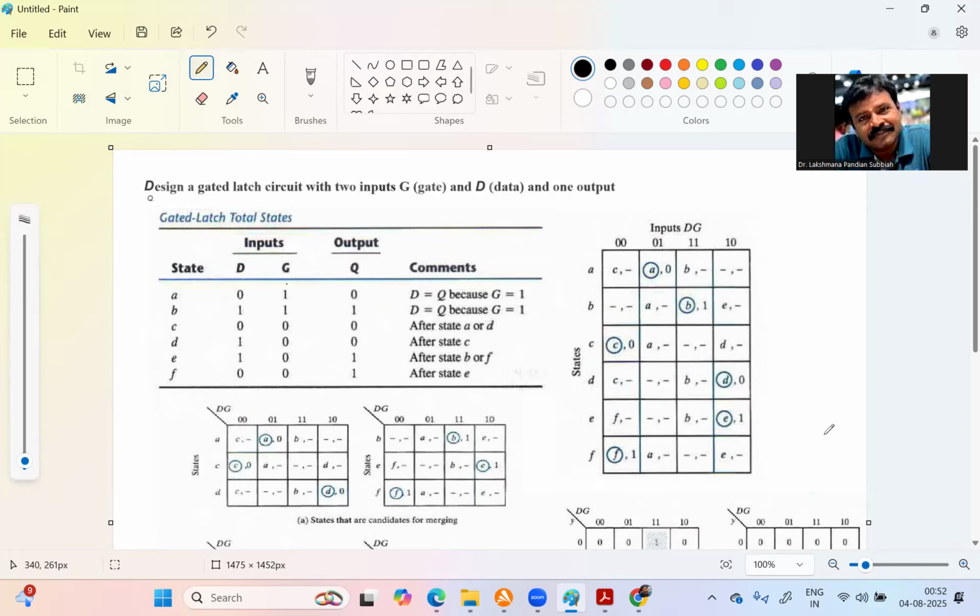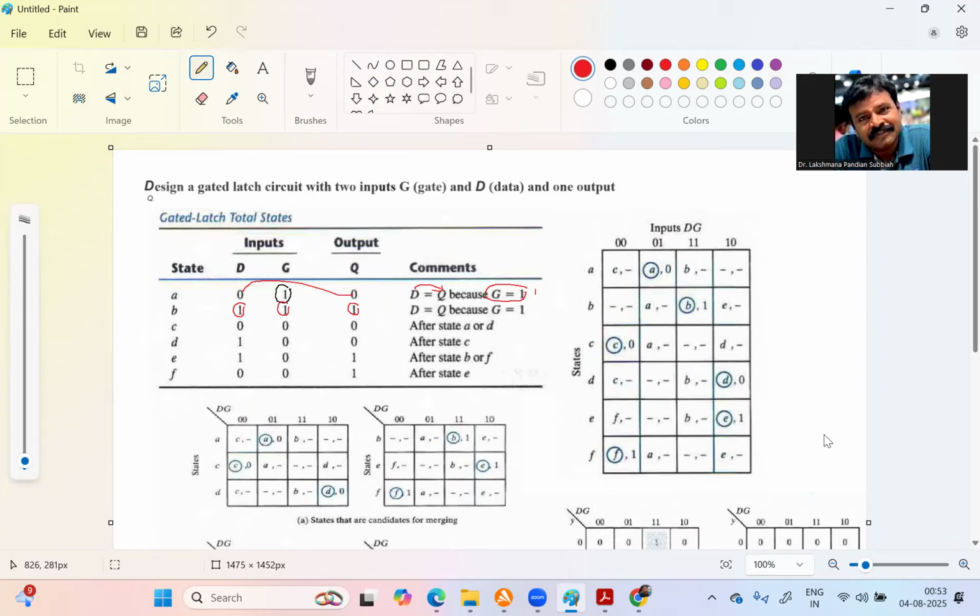Here the gate is applied and at the same time the data is 0. Now the output is 0. This is one case. Q follows D, whatever the D value. If the gate is applied, meaning a clock is applied, the gate is open, then the data is stored in Q. If the data is 1 and the gate is open, then the data is going to be stored.